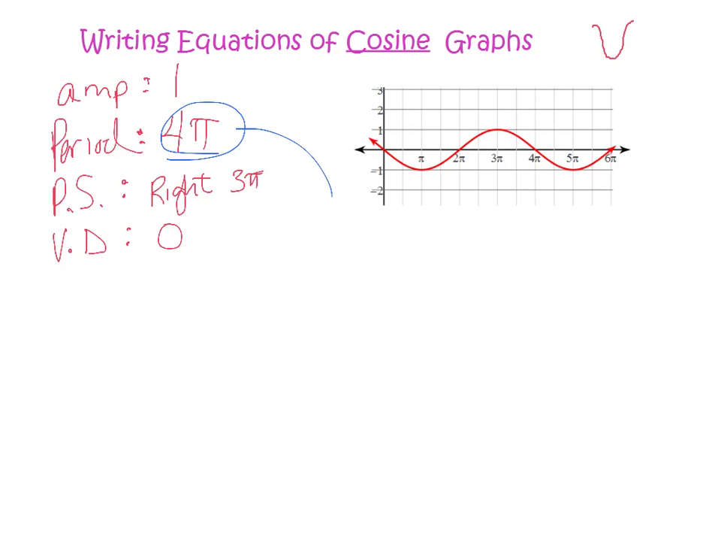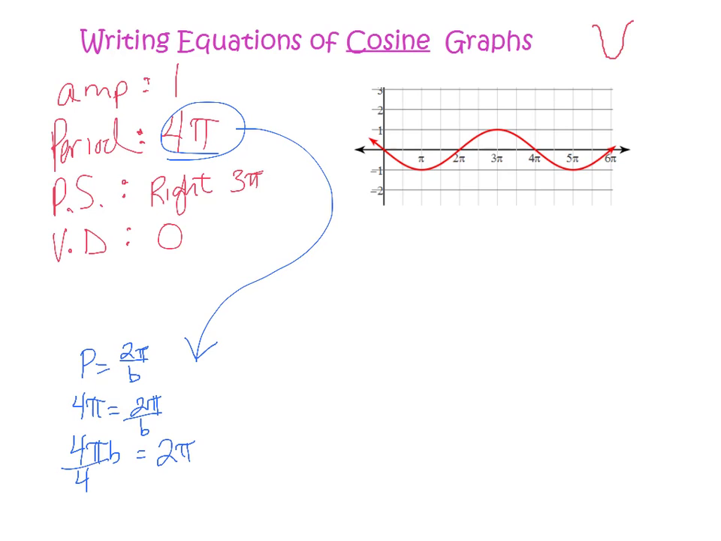Let's take this period and turn it into a b value. So the period is equal to the parent period over b. 4 pi is going to be equal to 2 pi over b. Multiply both sides by b. And of course, I'm showing all this nice work. You're going to do this enough times that you're probably going to be able to do this in your head. Looks like the b is going to reduce to 1/2.